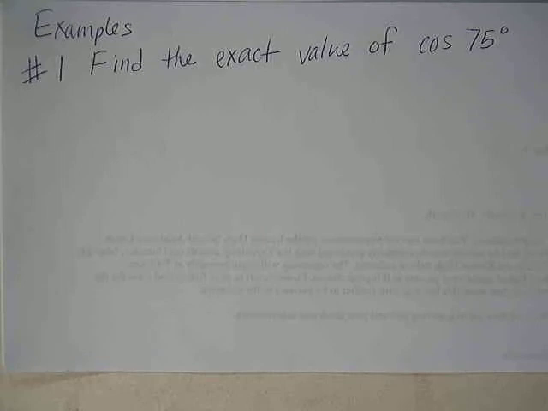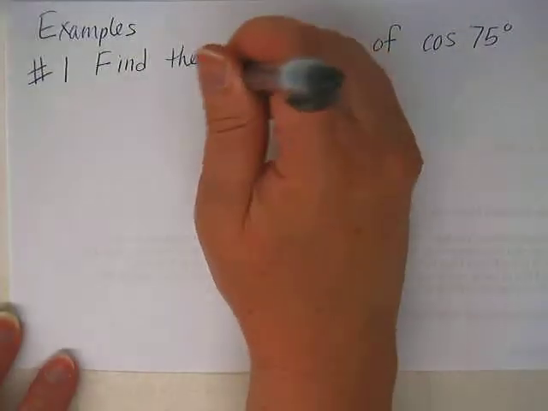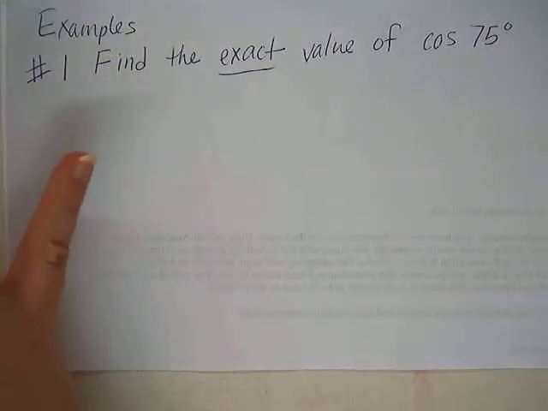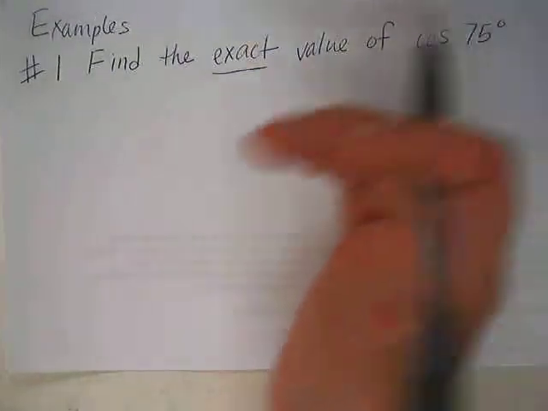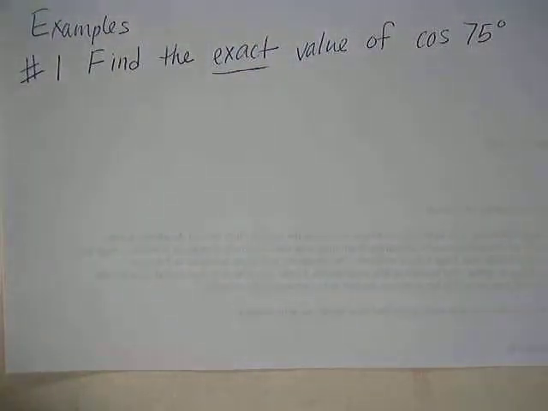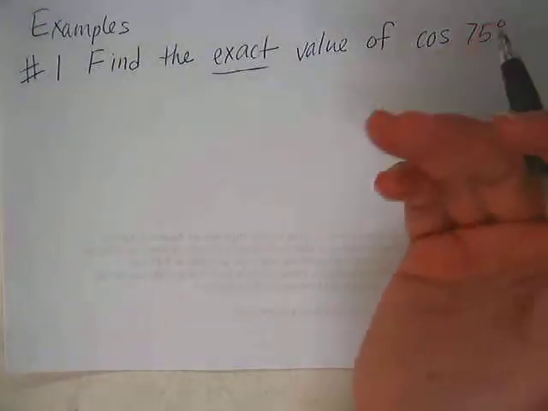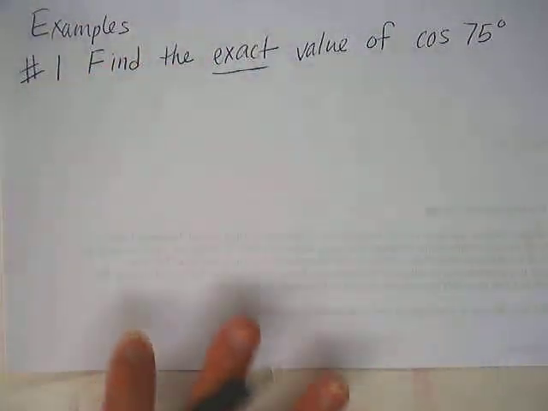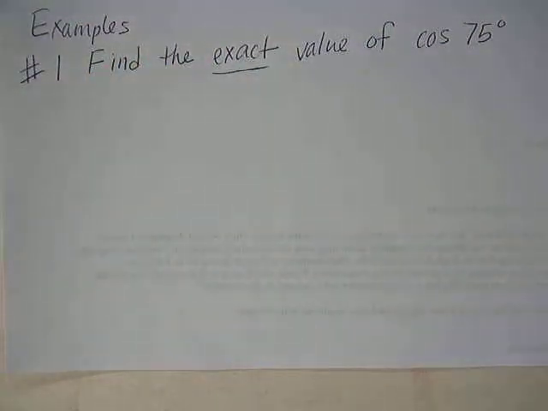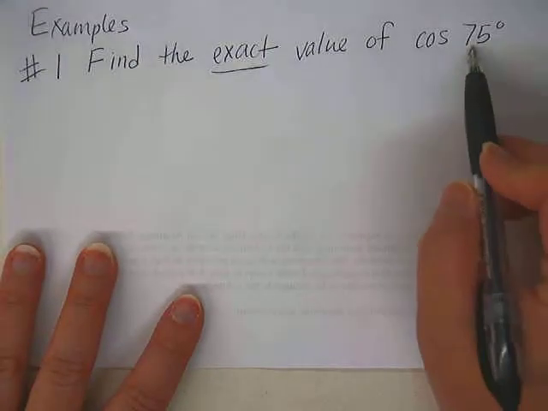So 75 degrees, is that one of the angles that we have on our charts that we have memorized? No, the angles on our chart are 30, 45, 60, 90, etc., right? 75 is not one of those. So if we want an exact value, we can't use that chart right now as is because it's not on the chart.